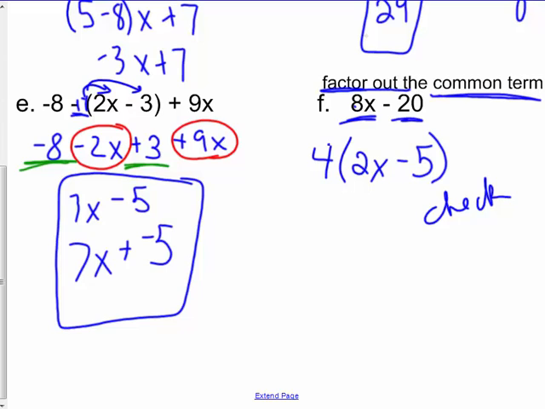I can check my answers by distributing. So really there's no reason to make a bad mistake here when I can check. Oh, 4 times 2x, is that 8x? Yes. 4 times negative 5, is that negative 20? Yes.